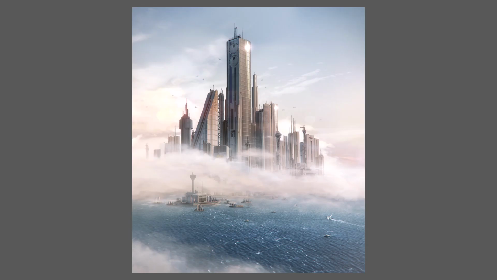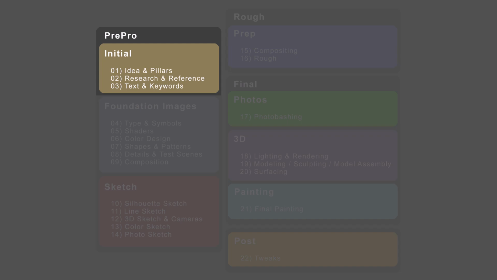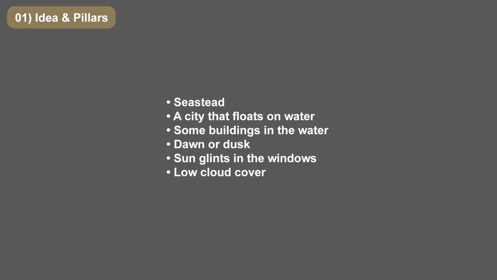So now let's get into some more detail about each stage. As a practical example, I'll be using the creation process for my seastead image from my megastructure series. So let's start with the initial stages, which are about the ideas and gathering reference. So number 1 is ideas and pillars. This is the initial idea and then the most important aspects of that idea, also known as visual design pillars.